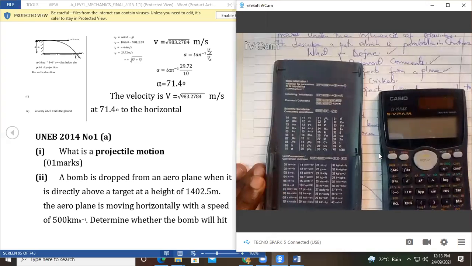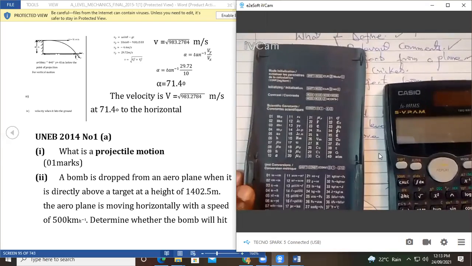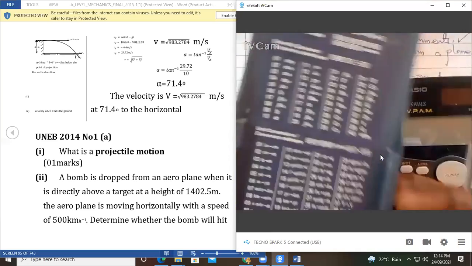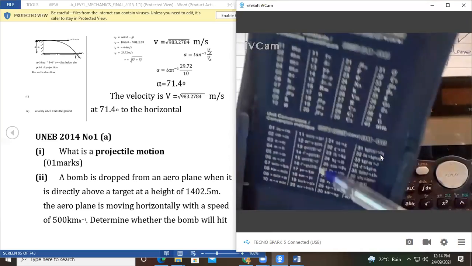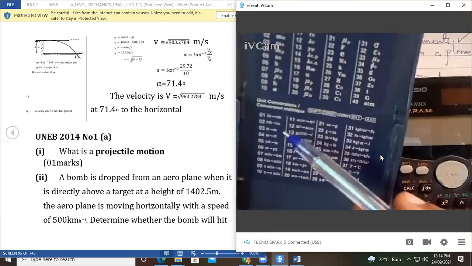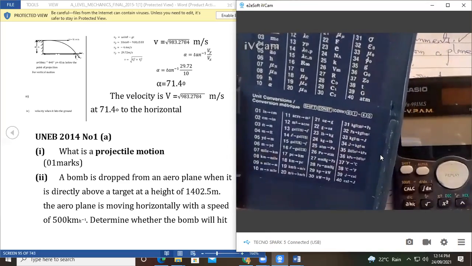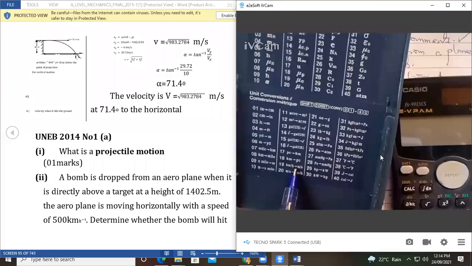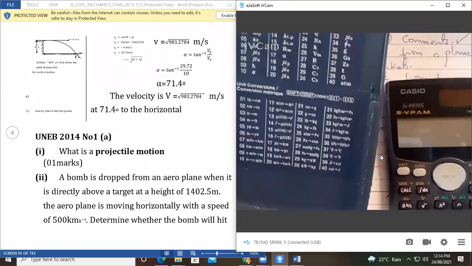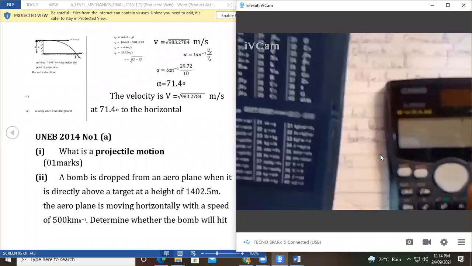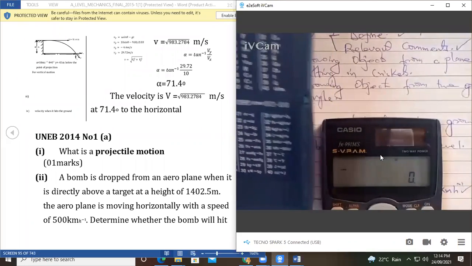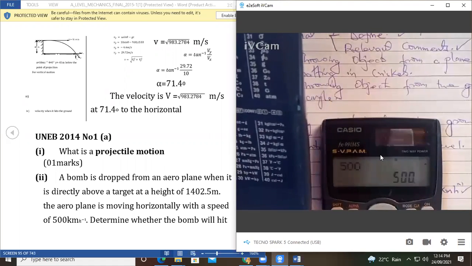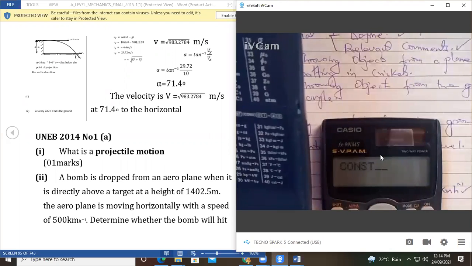Let me show you. Let me zoom my screen. Members, are you seeing this? This one, we can convert from one unit to another. Like now, we want to convert kilometers per hour to meters per second. You see it's number 19. So what you do, you first enter what you want to convert. What do we want to convert? 500.